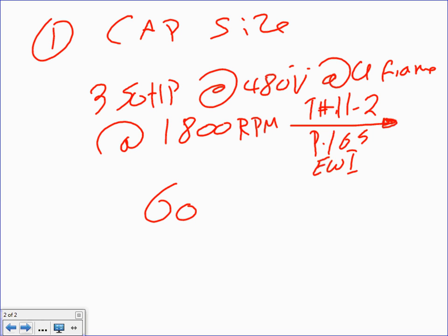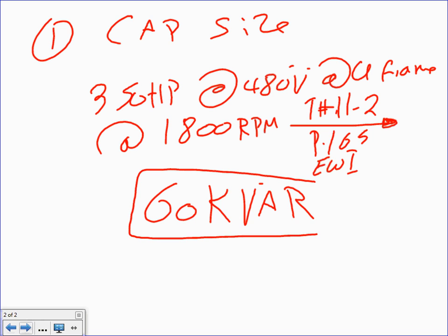Anybody can tell me what the unit is? K, yeah, K is the first one. Kilowatt, kVA, or kVAR? Your option is kW, kVAR, or kVA. kVAR, because it's a capacitor. Very important, the units, guys. That's it. 60 kVAR.